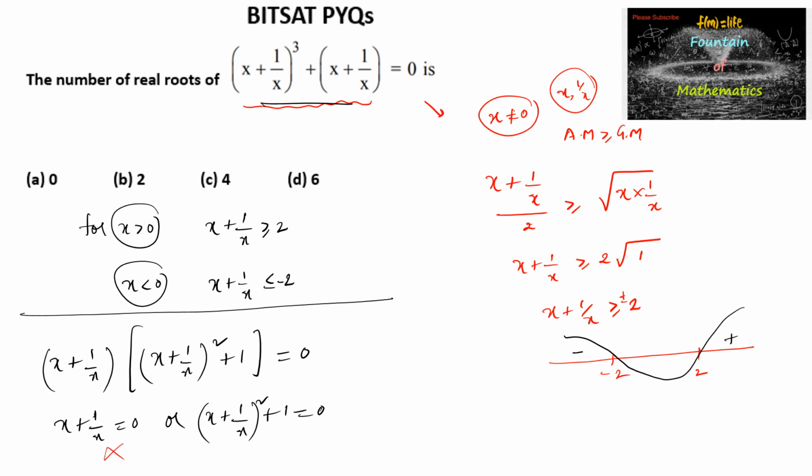And (x plus 1 upon x) whole square is equal to negative 1 is also not possible. The square of any real number cannot be negative, and moreover it is greater than or equal to 2 or less than or equal to minus 2. So this is also not possible. So in both cases it is not possible. So there is no real root. So the number of real roots is 0.